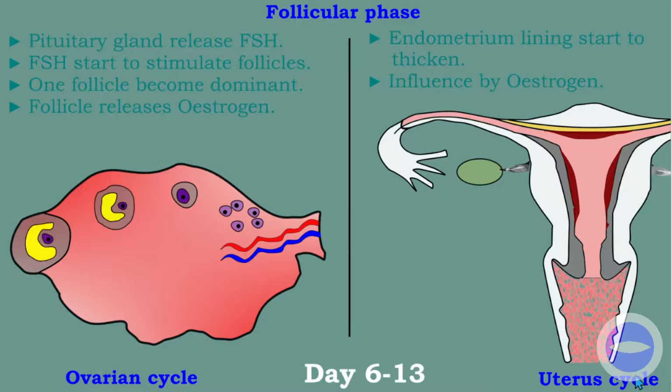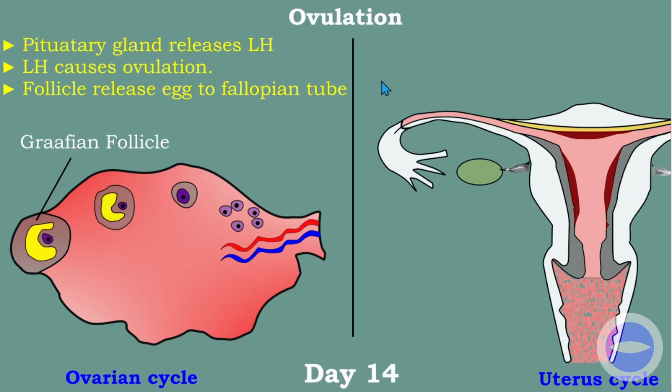So now we go to the next phase. The next phase is ovulation. During ovulation, the pituitary gland releases LH. LH is luteinizing hormone. The luteinizing hormone causes ovulation. Ovulation is when this Graafian follicle releases this dot that you see inside. This dot is a matured egg. This egg is also going through a process of meiosis. So it's a matured egg. This LH causes ovulation, and then the follicle releases the egg to the fallopian tube.